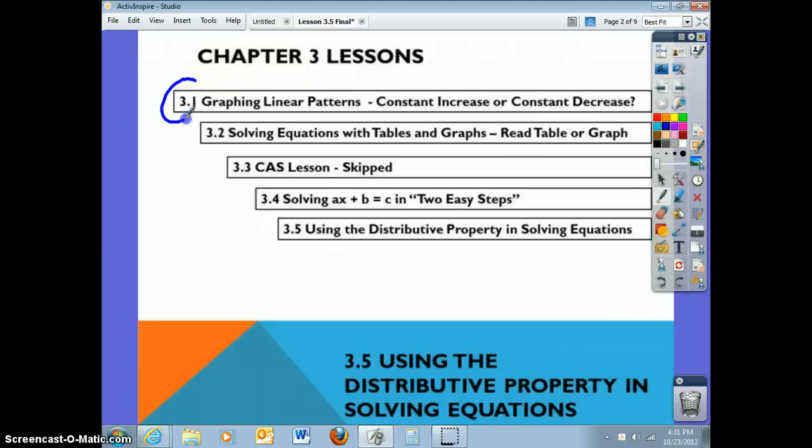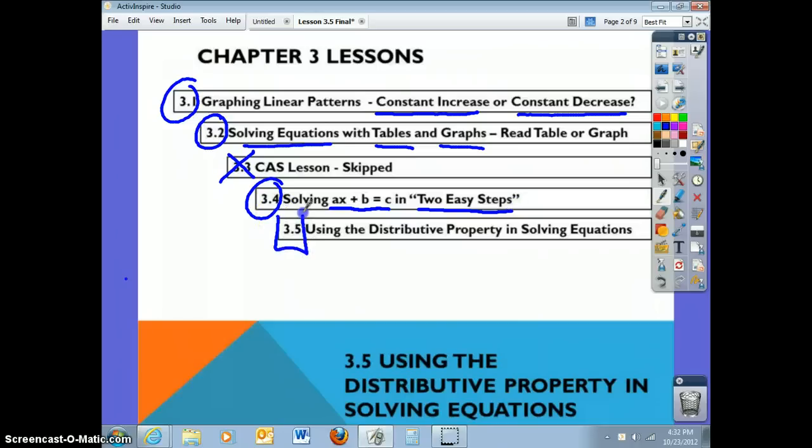We've done lesson 3.1, which is to graph linear patterns that are either constant increases or constant decreases. We've done 3.2, which is to solve equations by reading tables and graphs. We skipped 3.3 because that's computer-assisted software. We did 3.4, which was if you have an equation in the form of ax plus b equals c, you can solve it by first getting rid of b and then getting rid of a.